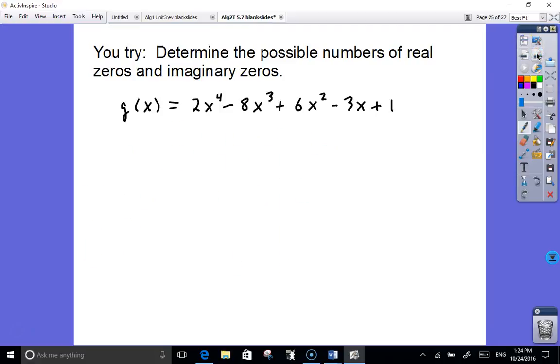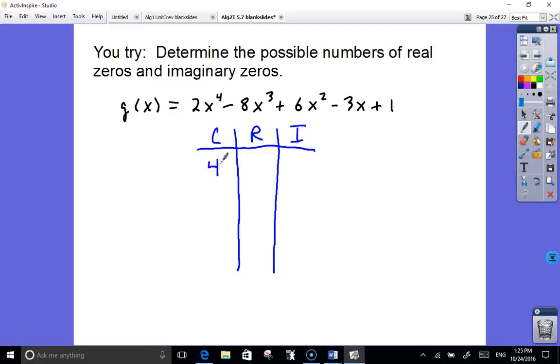Okay, let's do this one together. Complex, real, and imaginary. Right? So how many complex zeros does this have? 4. How many possibilities are there for the imaginary zeros? Could be 4. Could be 2. Could be 0. So how many real zeros? Could be 0. Could be 2. Could be 4.